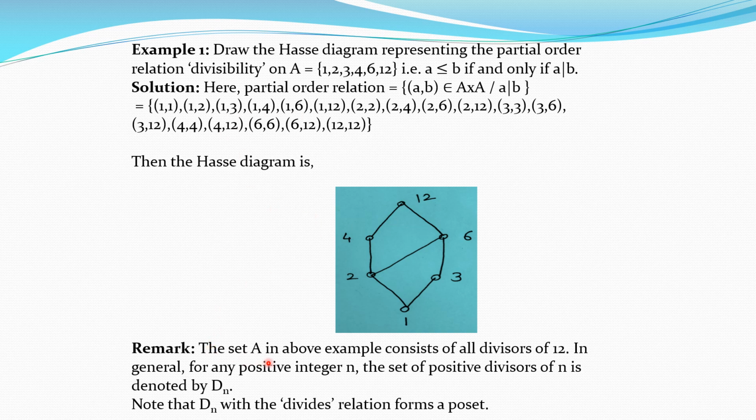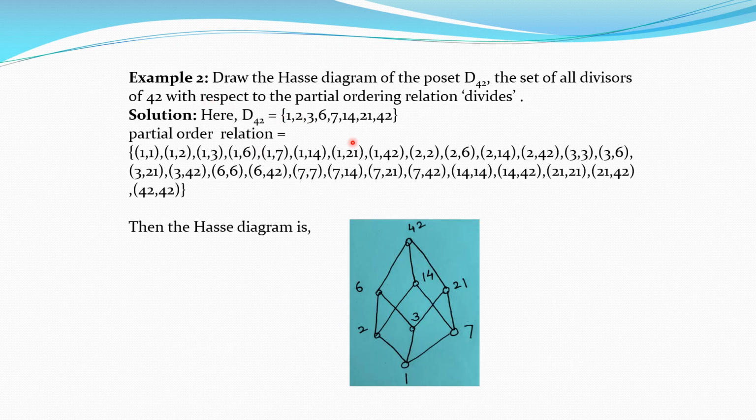Now the set A in the above example consists of all divisors of 12. In general, for any positive integer n, the set of positive divisors of n is denoted by Dn. So actually this set is the set of all positive divisors of 12, which means we can denote it by D12 also. Note that Dn with the divides relation forms a POSET.